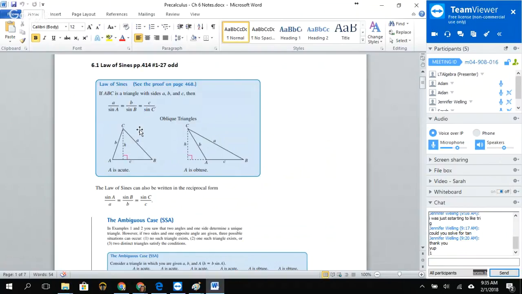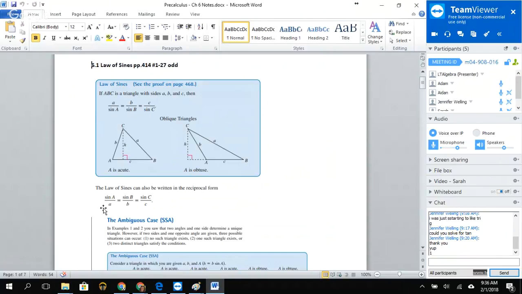we have this relationship, and it's a proportion. So the side A over the sine of angle A is equal to the side B over the sine of angle B. And that's also true for obtuse angles. So that is the law of sines. It's pretty cool that we can do something with non-right triangles, right?